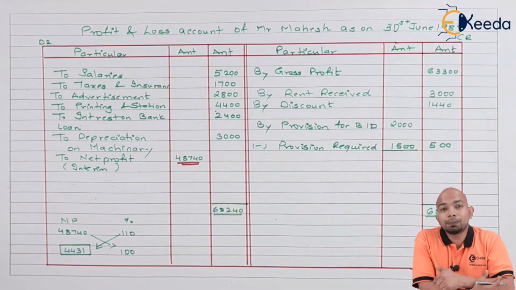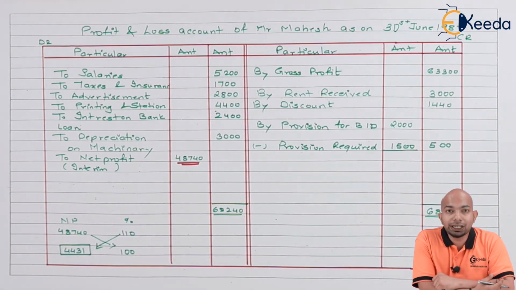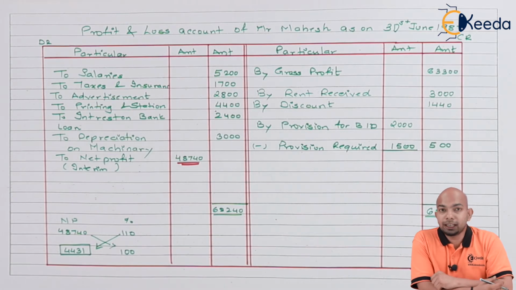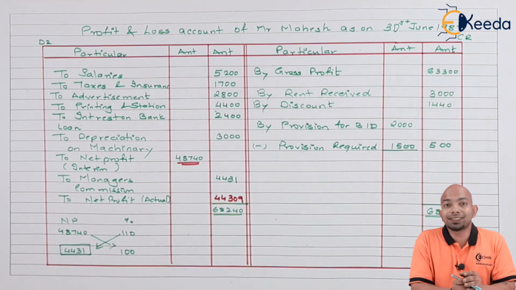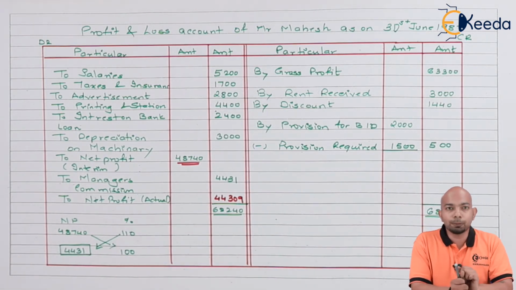Once you subtract this amount from 48,740, you will get the actual net profit of the profit and loss statement. So the net profit that we have figured out is 44,309. That is the actual net profit of this specific profit and loss statement, which will now be moved to the capital account under the liability section of the balance sheet. I hope the last adjustment was pretty clear.